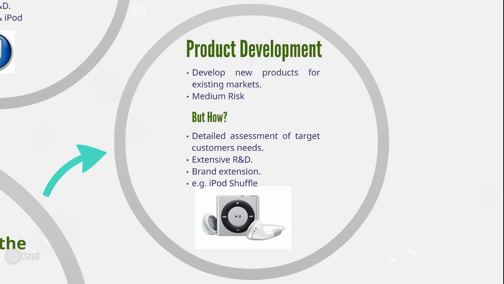iPod Shuffle is a very good example of product development. Apple released the iPod Shuffle for its existing iPod customers as an option for a device that will go anywhere. Small, wearable, and rugged for the times when you don't want your larger, more fragile iPod or iPhone.